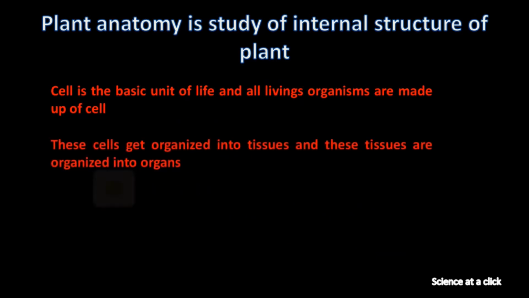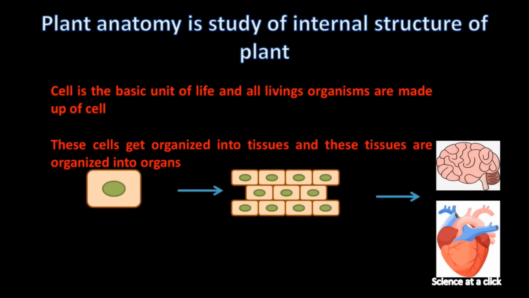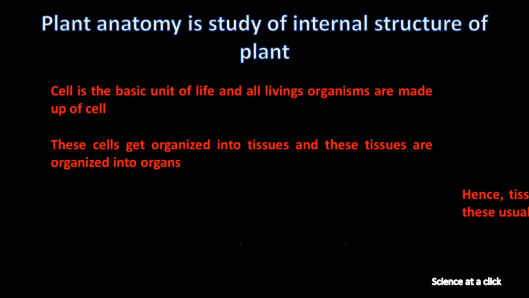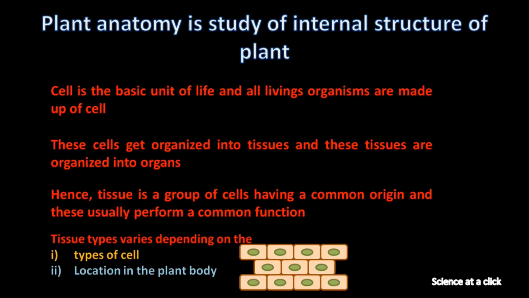These cells get organized into tissues and the tissues are further organized into organs. Hence, we can say that tissue is a group of cells which have a common origin and they usually perform a common function. In plants, there are two types of tissues. One is the cells which make up the tissues and second is the location of these tissues in the plant body. In this video, we'll be focusing about the types of cells which make up these tissues.